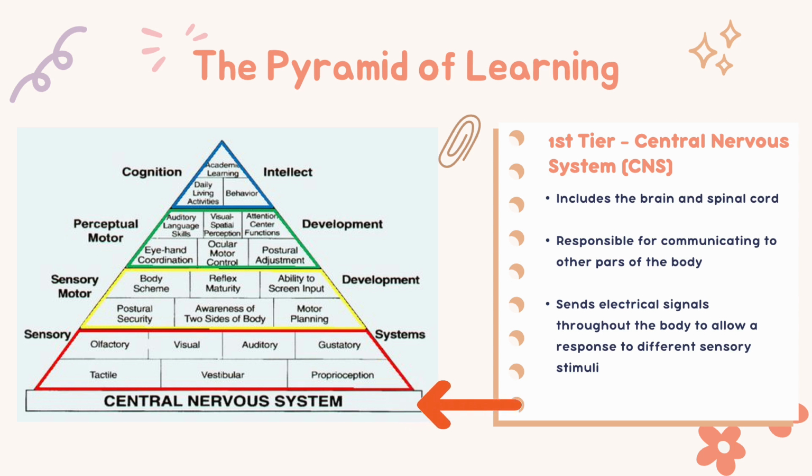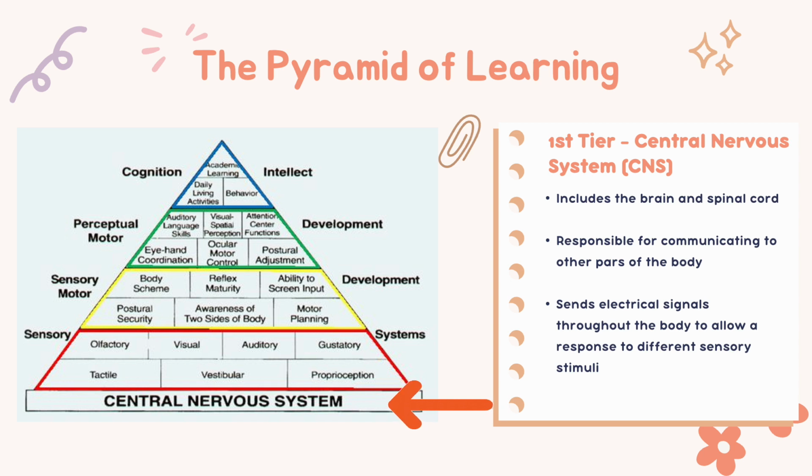The bottom tier starts with the CNS, which includes the brain and spinal cord, which are both responsible for communicating different things to various parts of the body. It does this by sending electrical signals throughout the body that allows us to respond to different sensory stimuli.